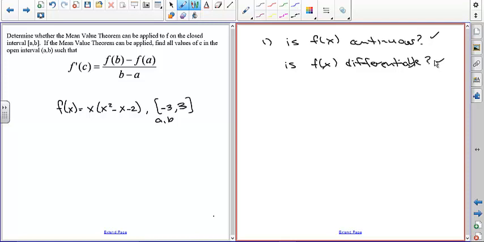The only time that happens is if you have a cusp. The function is continuous with a cusp, but it's not differentiable at the cusp. But for all other functions, typically, if they're continuous, they are differentiable. There's an exception to the rule. Okay, so yes, the mean value theorem can be applied.